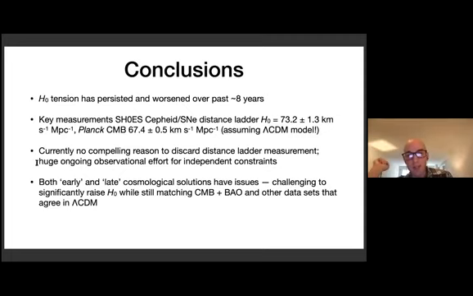Okay, and I'll emphasize once again that this is a huge current hot topic in cosmology, and there's this big ongoing observational effort for independent constraints on H naught on the late universe side as well.